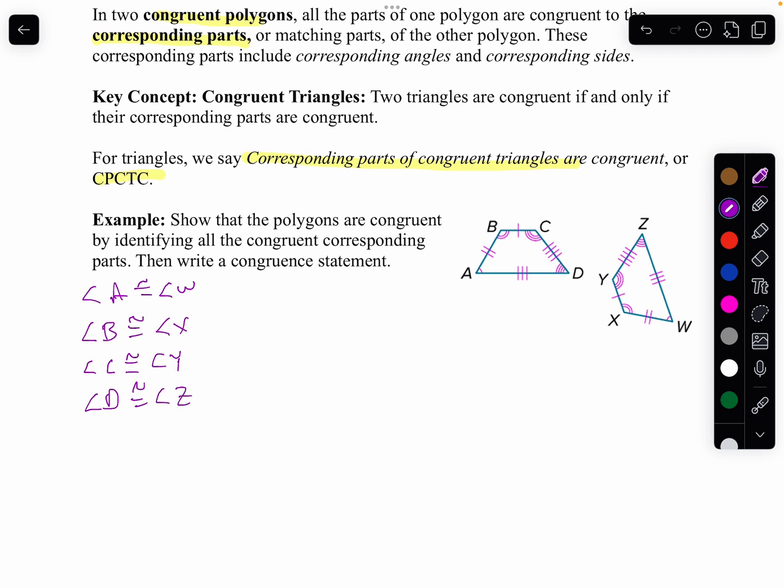And I can do the same thing with my sides. I'll start with my first side of BC that has 1 tick mark. Well, that's congruent to XY. Then I'll look at my side with 2. I know AB is congruent to WX. I know CD is congruent to, with 3 sides, that would be WZ.